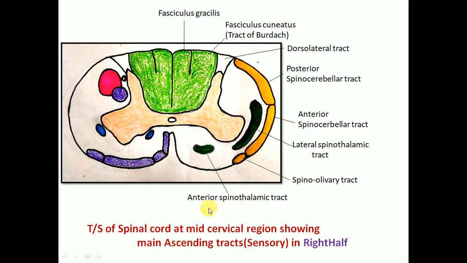Now there are some interconnected neurons, interconnected tracts, association tracts. They are present within the lateral white column. They are comma shaped tracts, or tracts of the dorsolateral aspect, and also the visceromotor nucleus. So they form the association tracts.